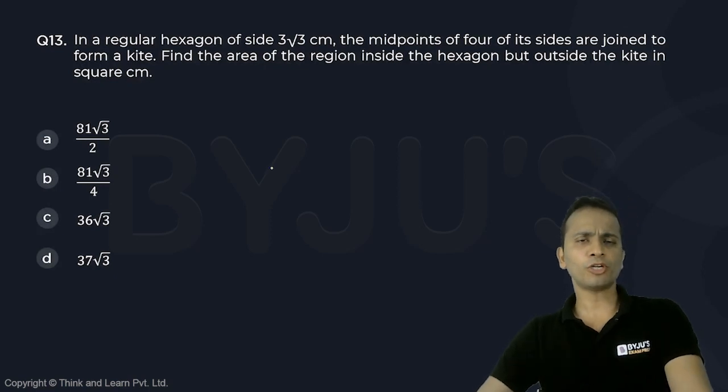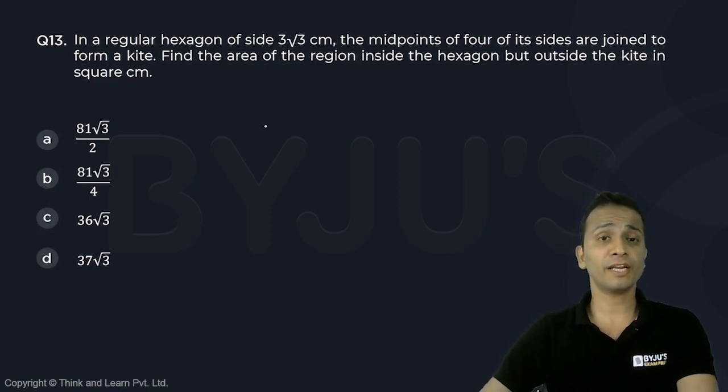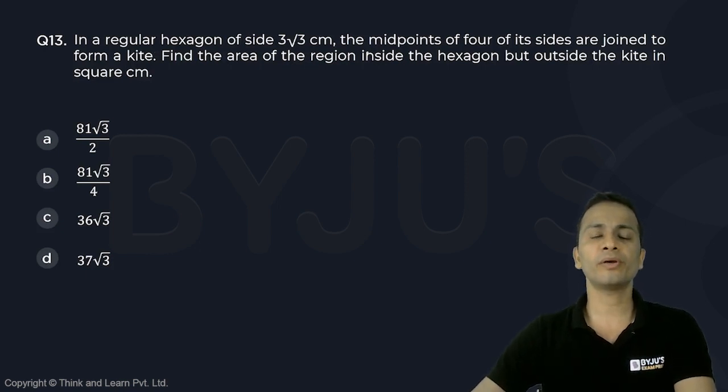In this question, it is important to draw a perfect figure, a correct figure. Now here, a kite is drawn inside a regular hexagon where the vertices of the kite are the midpoints of the four sides of the regular hexagon. Okay. So first of all, I'll draw a rough regular hexagon.